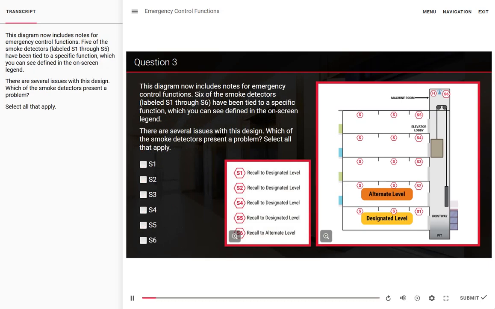This diagram now includes notes for emergency control functions. 6 of the smoke detectors, labeled S1 through S6, have been tied to a specific function, which you can see defined in the on-screen legend. There are several issues with this design. Which of the smoke detectors present a problem? Select all that apply.